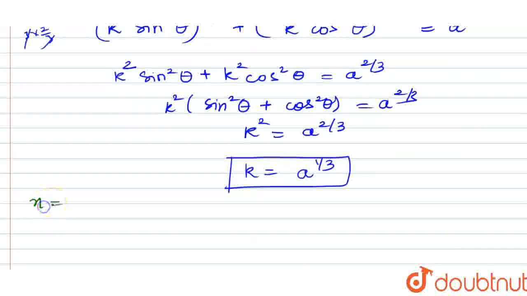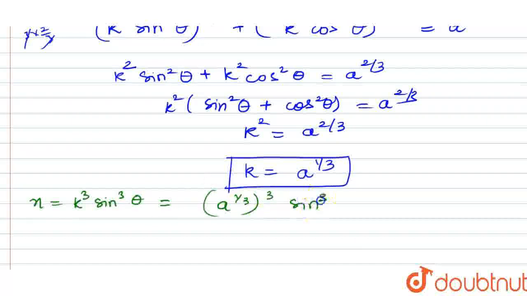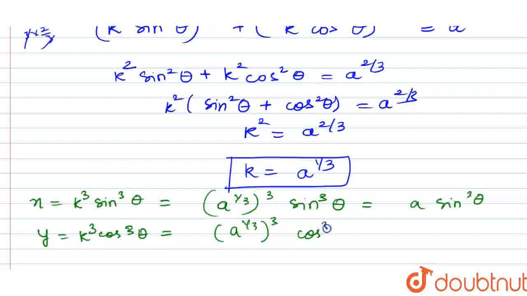So we will put the value of k into these points, and we will get k cube sin cube theta. This will become a to the power 1 by 3 whole power 3 sin cube theta, right? And 1 by 3 and 3 will cancel out, and we are left with power 1 only of a. So we will get a sin cube theta. Similarly for y, we will have a to the power 1 by 3 whole power 3, so a cos cube theta.